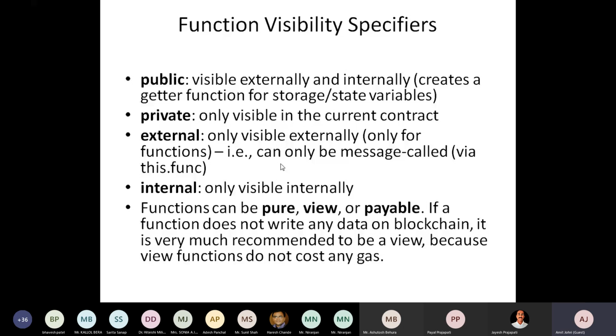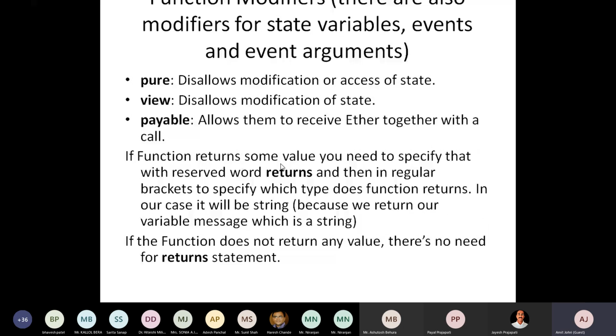Function modifiers for state variables, events, and event arguments: pure disallows modification or access of state. View disallows modification of state. Payable allows the function to receive ether together with a call. If a function returns some value, you need to specify that with the reserved word returns and then, in regular brackets, specify which type this function returns. In our case, it will be a string because we return our variable message, which is a string. If the function does not return any value, there is no need for the returns statement.